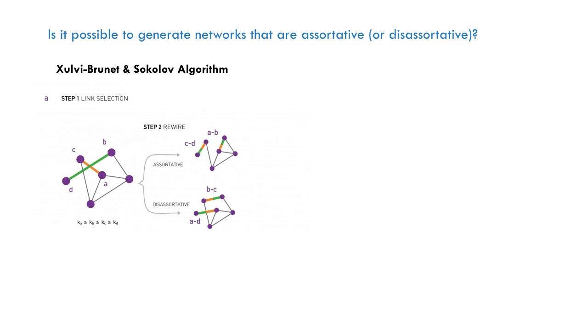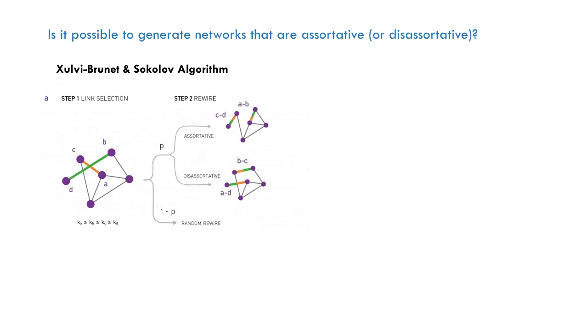The way that we do that is a simple modification to the Xulvi-Brunet and Sokolov algorithm. We're going to start really similarly. We will have our initial network, and remember, we still have these two different steps where we're either rewiring for assortativity or rewiring for disassortativity. But we're going to introduce a randomization step. We're going to add a random parameter and a second type of rewiring. The first type is the normal assortative or disassortative rewiring that we talked about for the original algorithm.